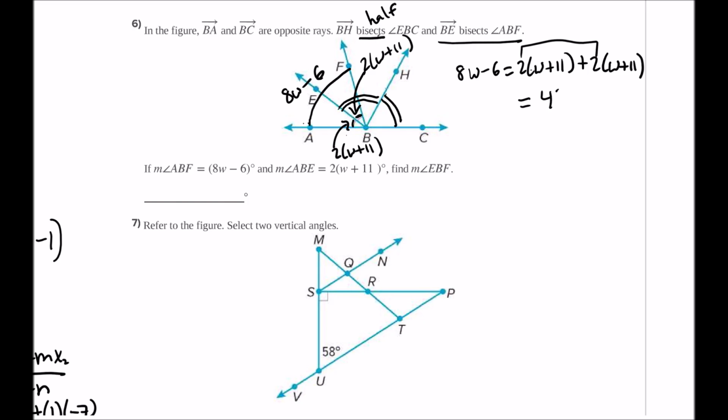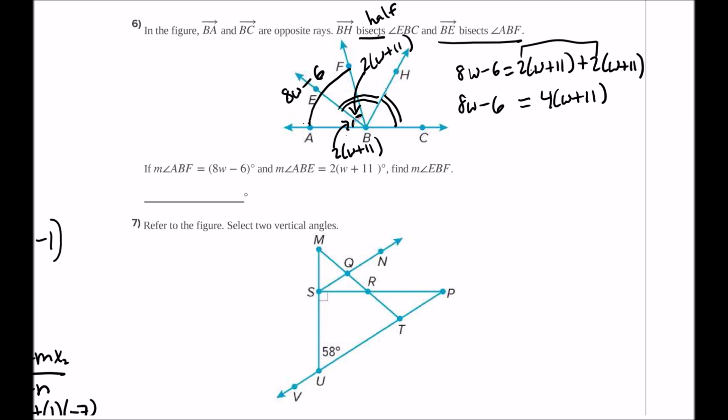So I'm going to write this as 4 times W plus 11. There's 2 of them, okay? So that's one way of looking at it. Another way of looking at it is that half of this is equal to that, right? So we can cut the 8W minus 6 in half, and that would be equal to the 2W plus 11, okay? There's a couple ways to do it. It's not just one way. But I'm going to stick with this way.